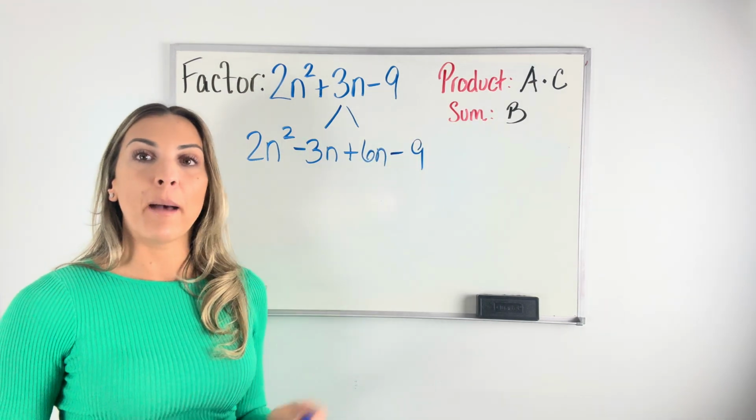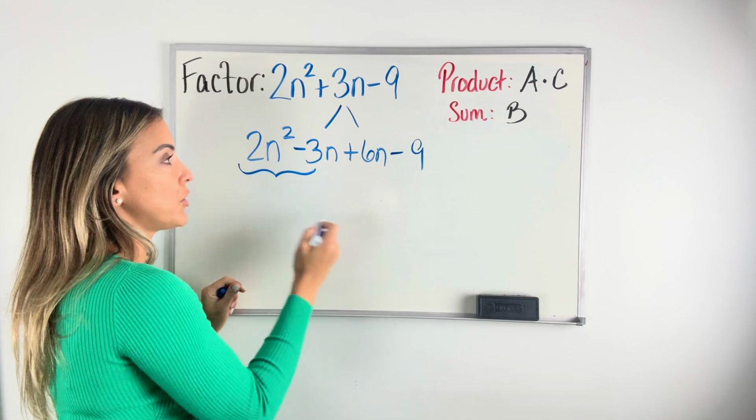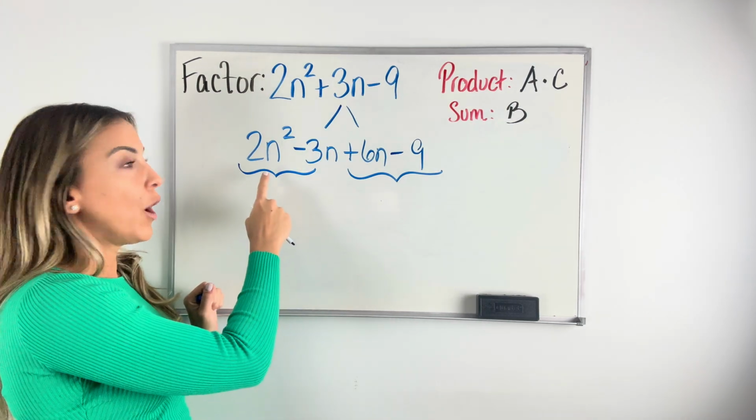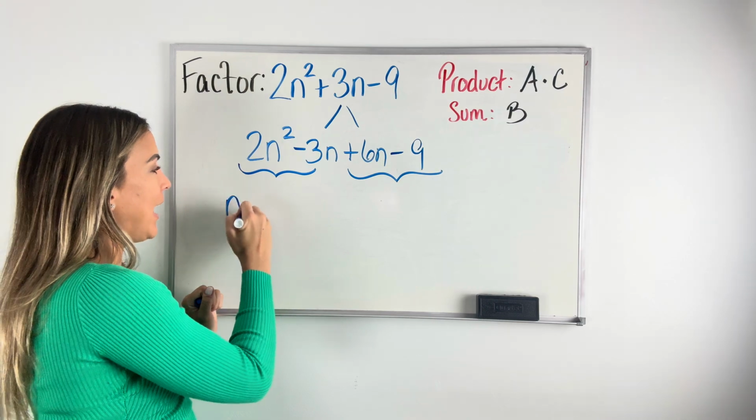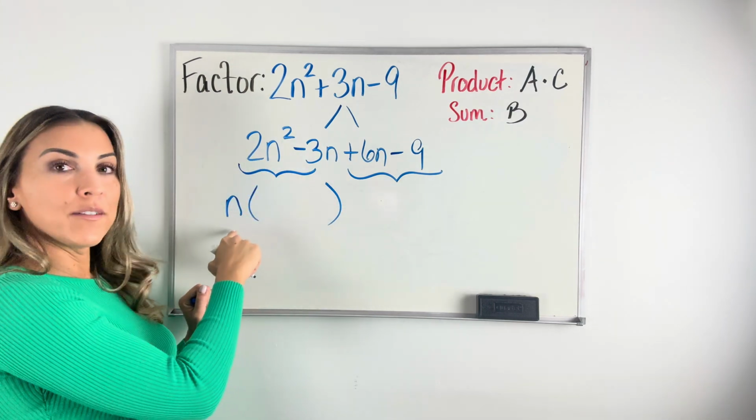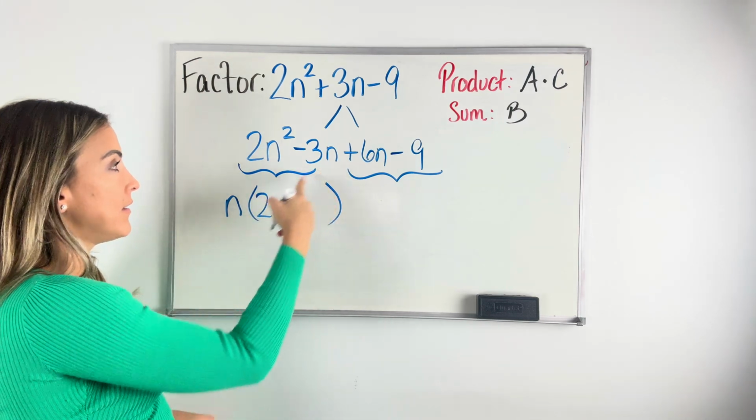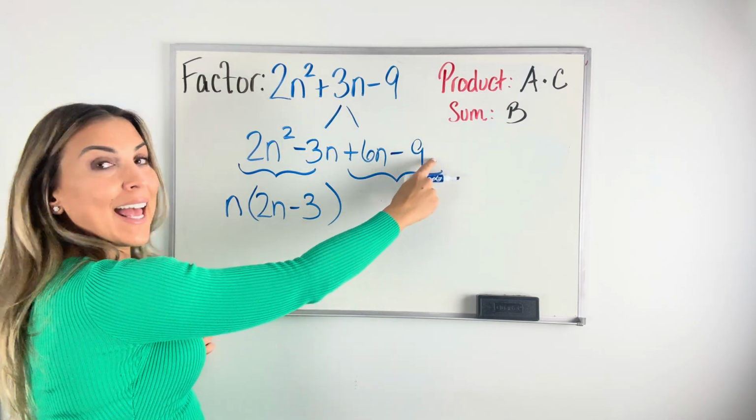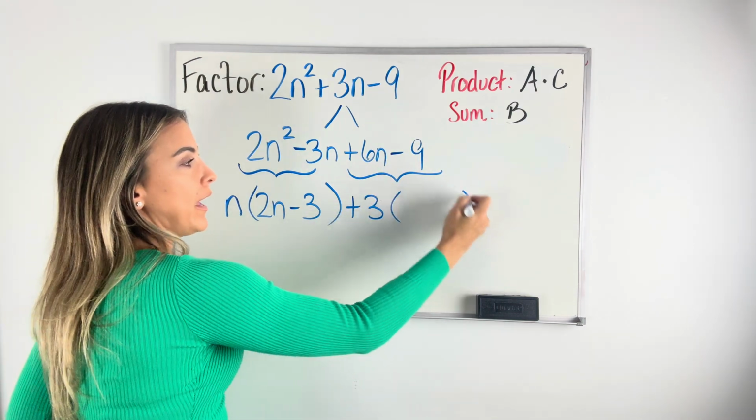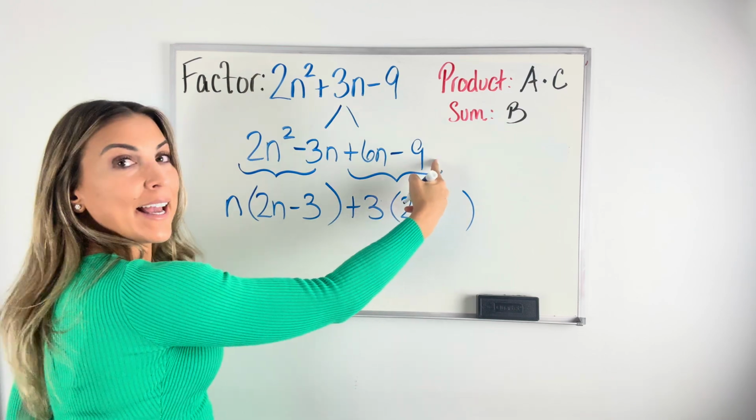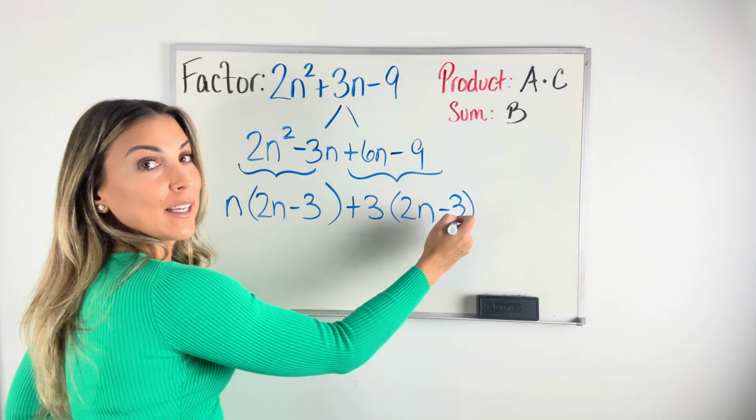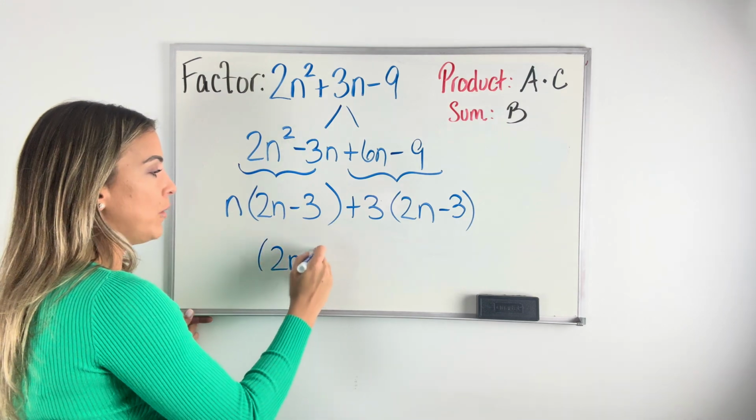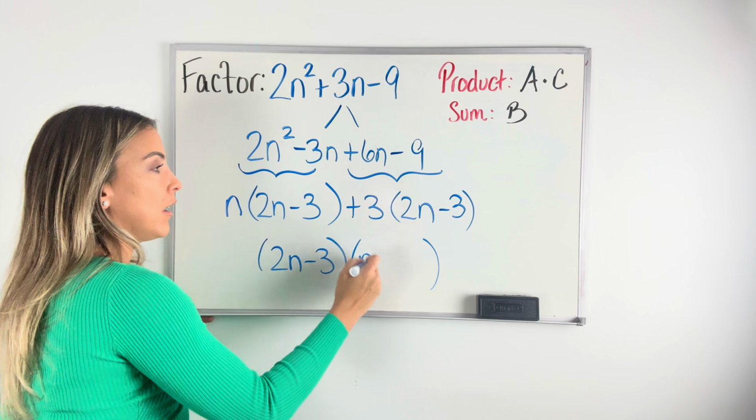Now that I've used product and sum, I'm going to the grouping method. The grouping method says we're going to take the first two terms, take the last two terms, and factor them in pairs by GCF. The greatest common factor of 2n squared and minus 3n is n. When I factor that n out, 2n squared divided by n is 2n, and negative 3n divided by n is negative 3. I'm done with the first pair. The second pair, the GCF of 6n and minus 9 is going to be 3. So I can factor 3 out of here. 6n divided by 3 is 2n, and negative 9 divided by 3 is negative 3. Now I see that I have the same expression in both of these parentheses, which was my goal. So I'm going to factor out that 2n minus 3, and I'm left with n plus 3.